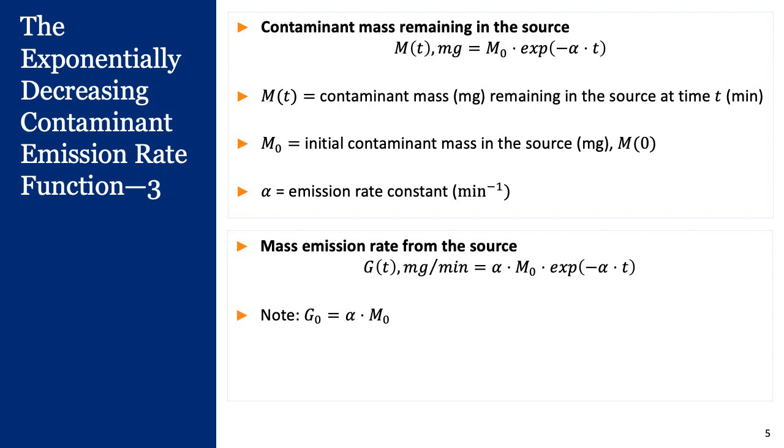So we can, again, set up the mass balance equation as before. The only difference now is that the generation rate is not constant, but is exponentially decaying. And the reason for this exponential decay in the emission rate also is clear.